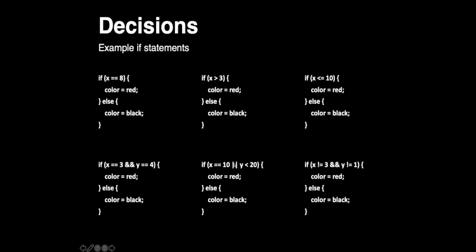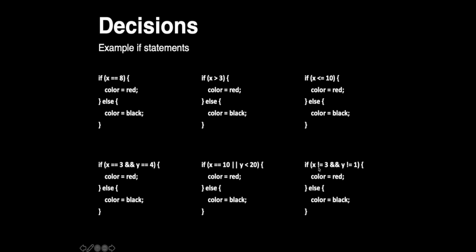When you see two lines, that means or. So if x equals 10 or y is less than 20, then it's going to be red, else black. So if x is 10 and y is 30, then that's true because it's an or statement. So x does equal 10, but 30 is not less than 20. But it doesn't matter because it just has to be one or the other.